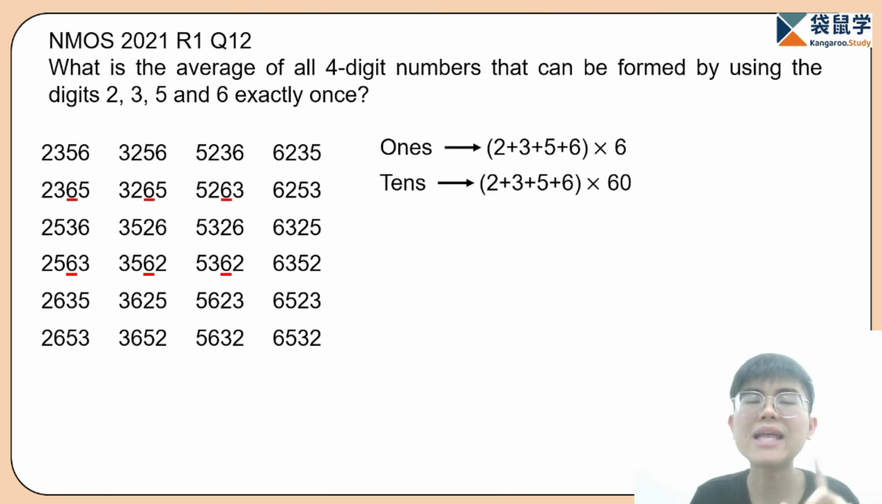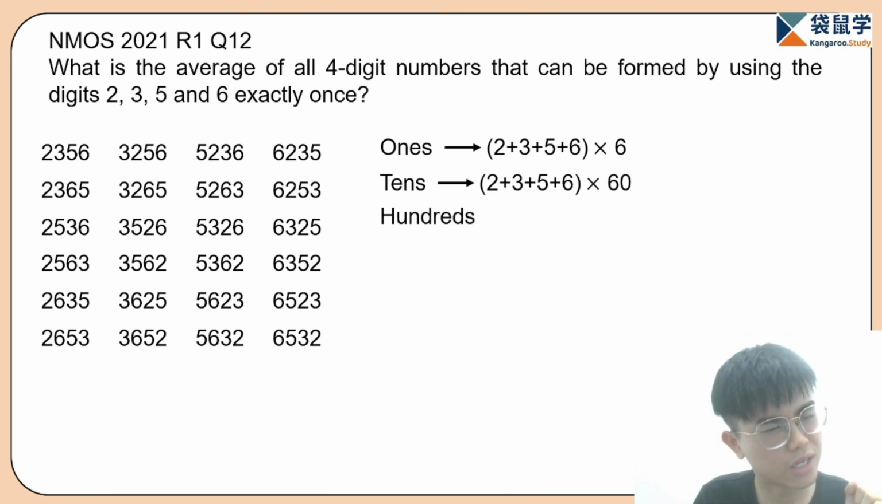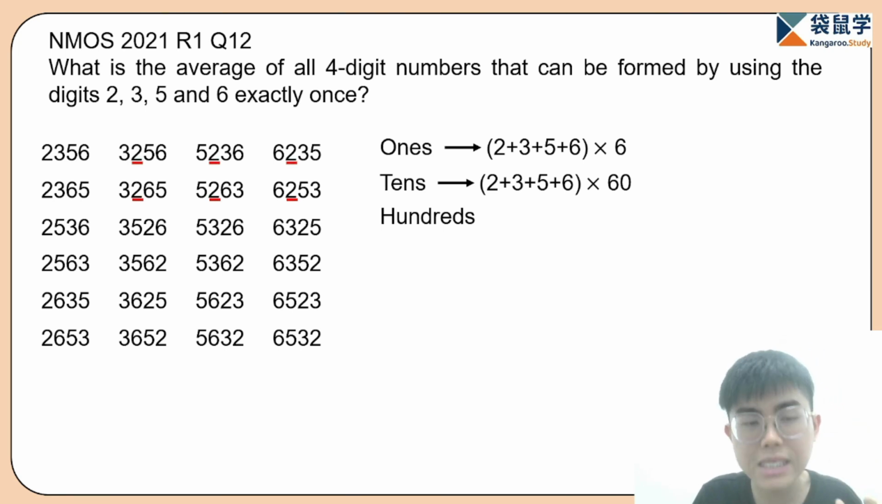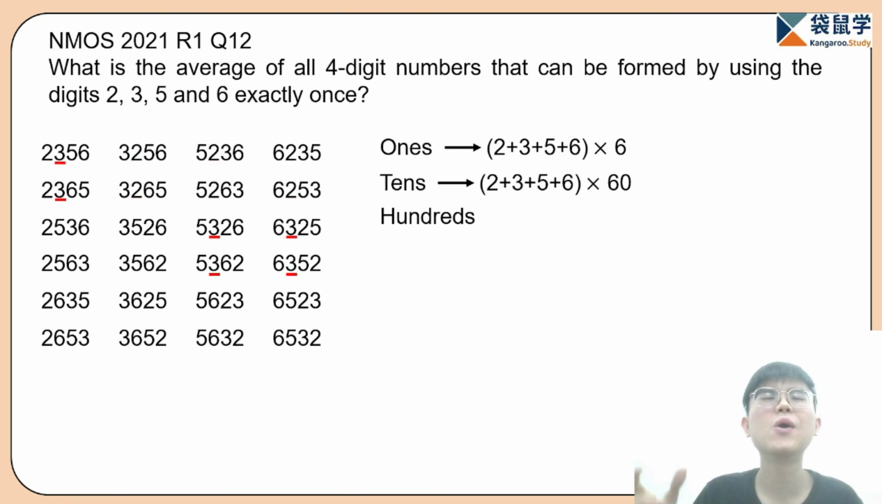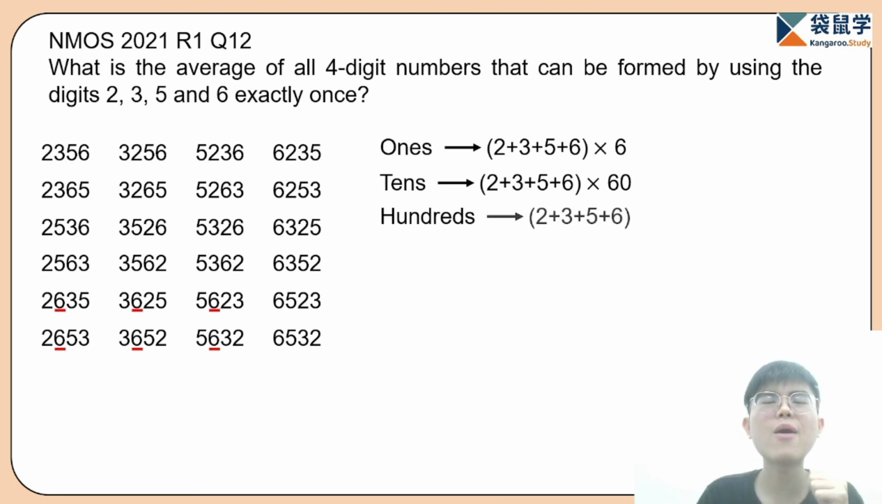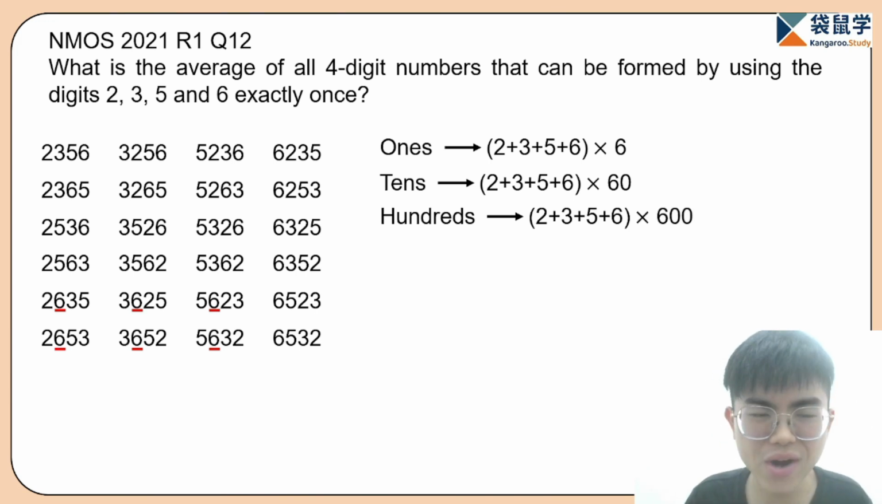Then let's take a look at the 100 place, right? So now you will see that 2 also appears 6 times. For 3, it also appears 6 times. And 5 also appears 6 times. 6 also appears 6 times. So guys, in this case, you just have to sum up all of the digits. And this time, what do we have to multiply? We multiply by 600, right?